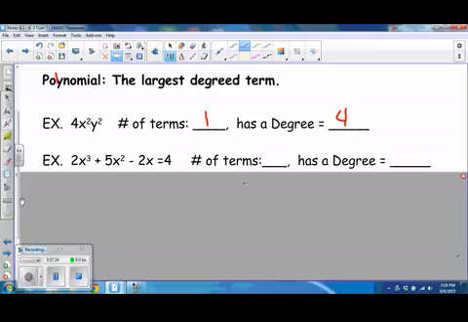Now, raise your hand. How many terms does this have? 1, 2, 3, 4. There are 4 terms. Now remember, this is a polynomial. So the highest degree term is 3. X to the third power is my highest degree term. So the degree of this polynomial is 3.